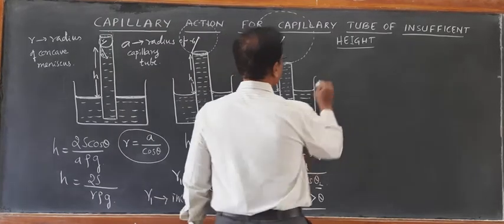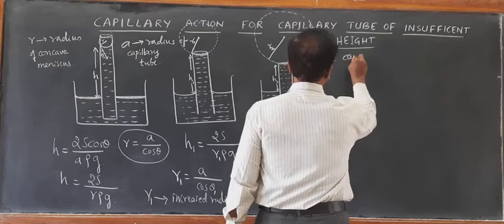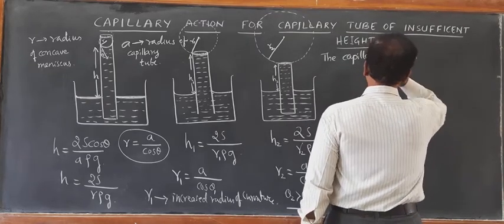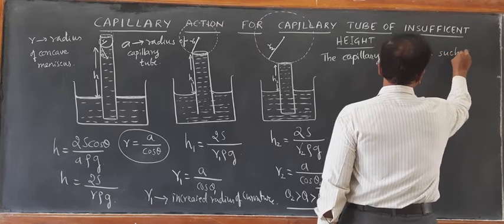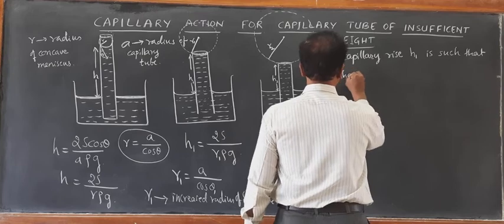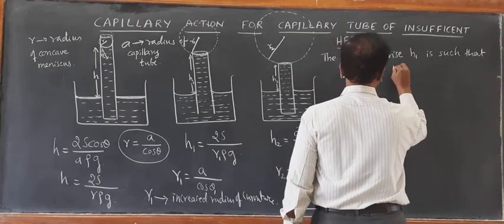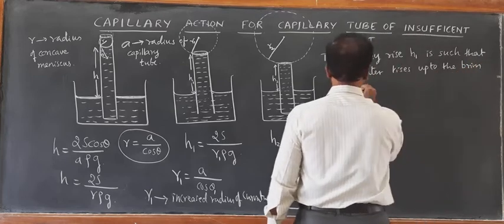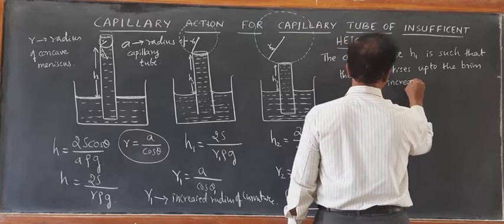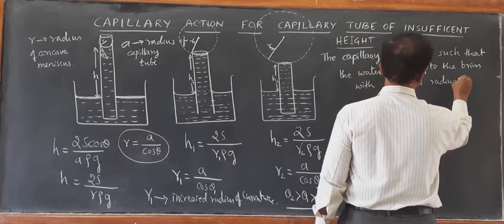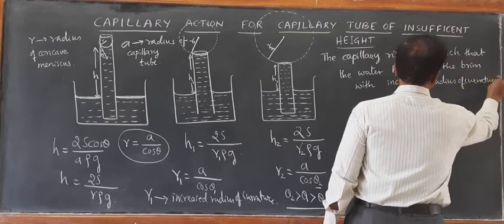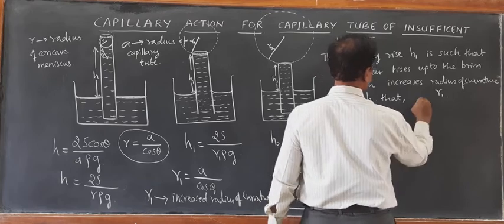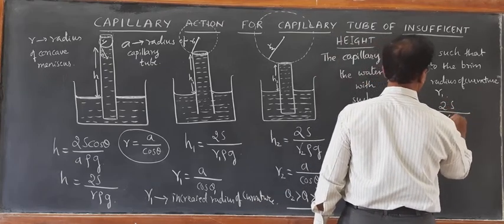So, we can write here the capillary rise h1 is such that the water or the liquid rises up to the brim with increased radius of curvature r1 such that h1 is equal to 2s upon r1 rho g.